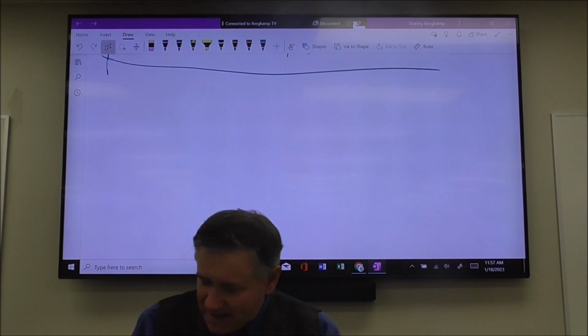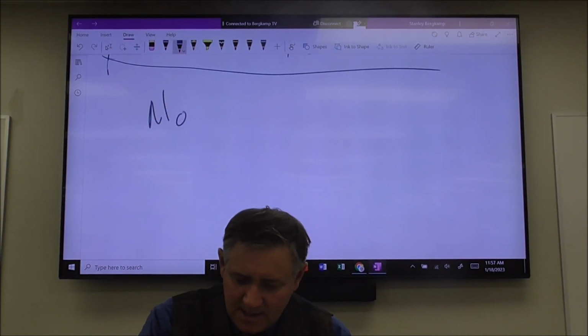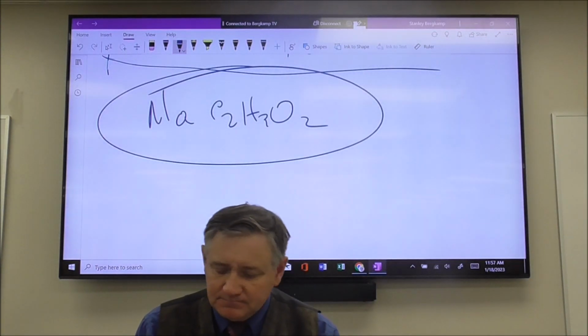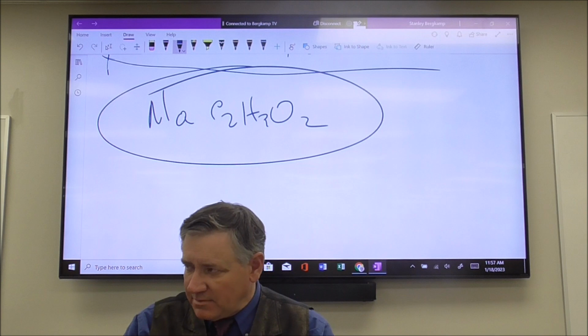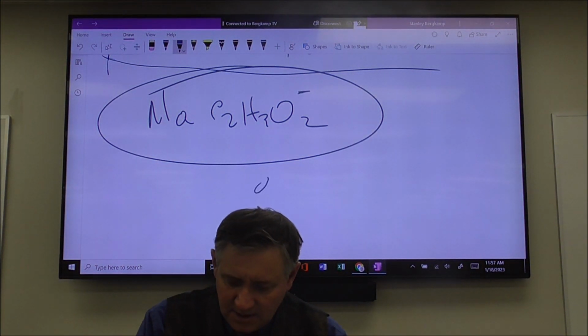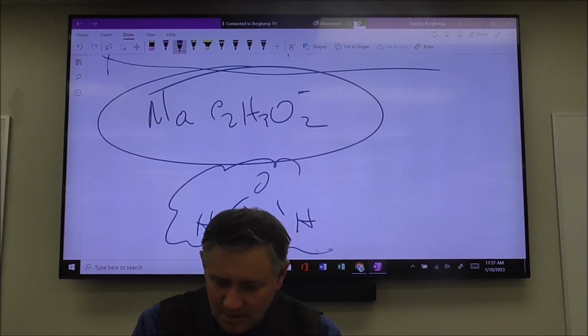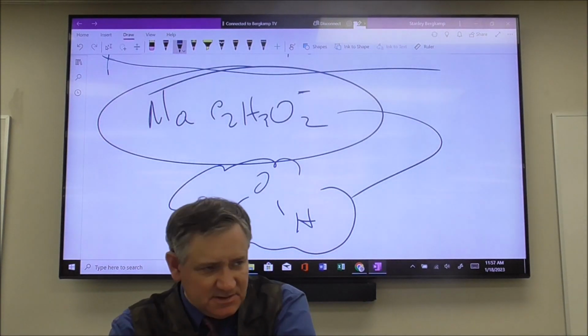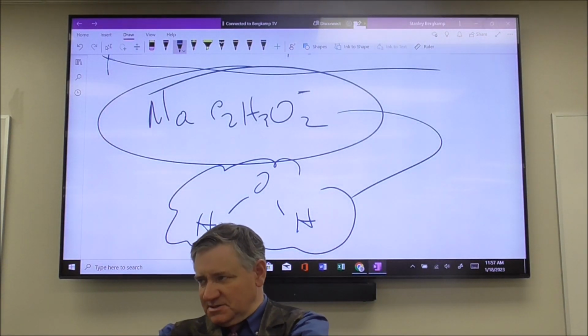So you have sodium acetate, NaC2H3O2. Sodium acetate, it's a white powder, soluble in water because it's a group 1. This dissolves, and along comes a water molecule. Okay? So first off, it's going to be attracted to the hydrogen in the water molecule because the hydrogen in the water molecule is positively charged.